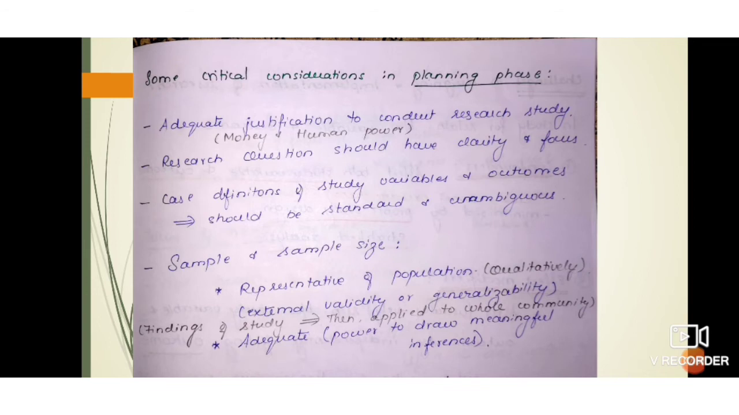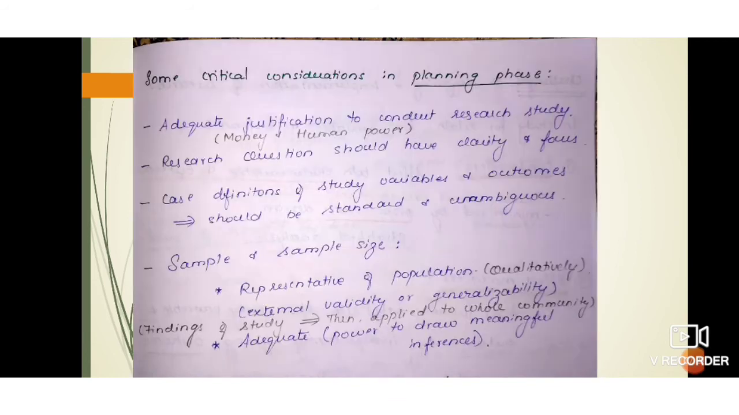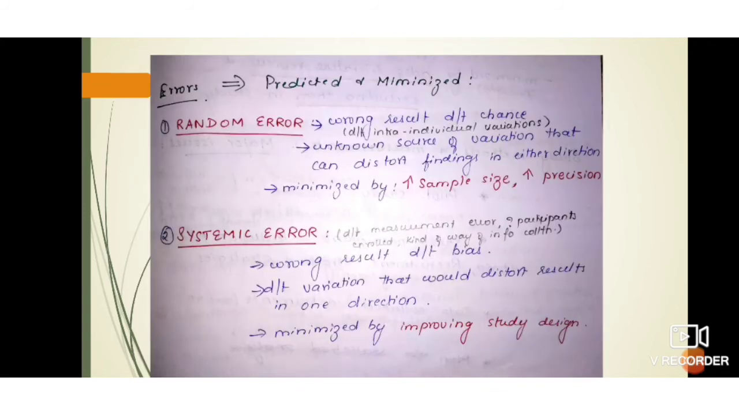And then comes the sample and sample size. The samples should be representative of that population, because ultimately we will be applying the conclusion of the study to the whole population. And the sample size should be adequate, that is, it should have the power to draw meaningful inferences. And the findings of the study will ultimately be applied to the community. That is what we have to keep in mind.